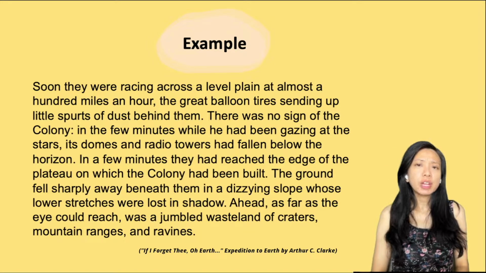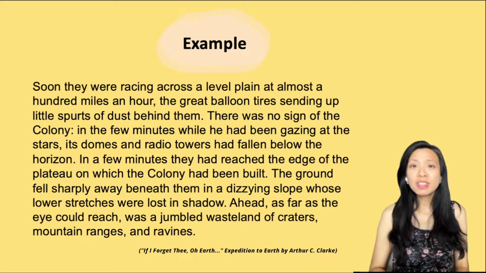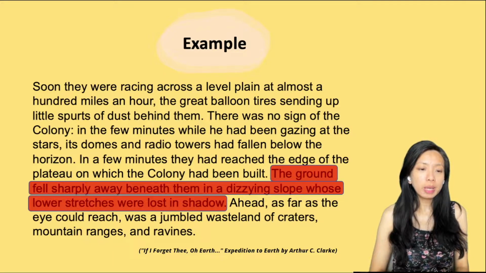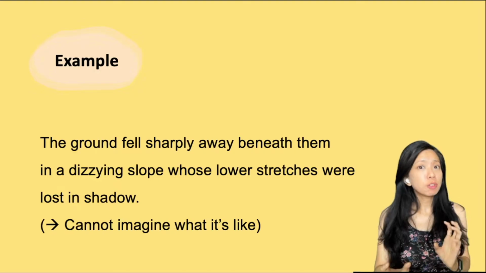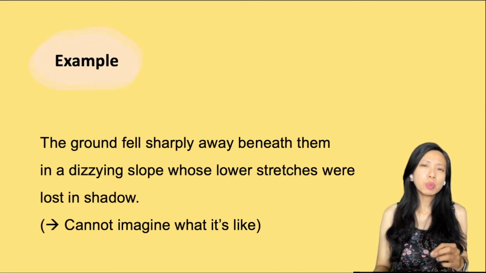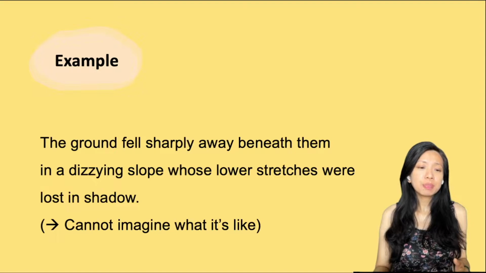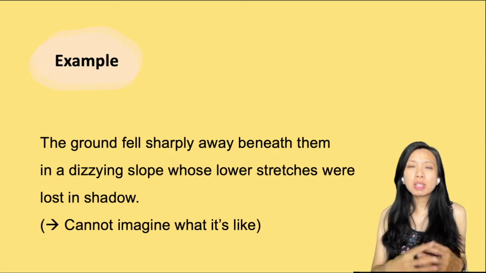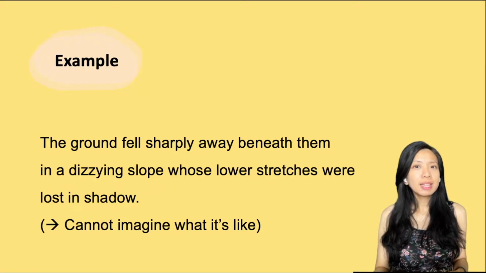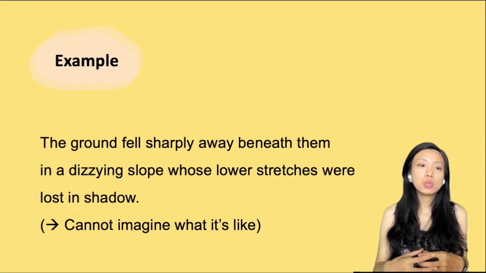So obviously this is a very long paragraph. I'm not going to talk about the entire thing, but I have just picked out one sentence, which is, the ground fell sharply away beneath them in a dizzying slope whose lower stretches were lost in shadow. So let's just focus on this sentence, and you realize that this sentence is pretty long. There are different parts to it, and one of the problems that we would have with this sentence is most likely that we cannot imagine what it's actually like. We might have some difficulty picturing this scene in our heads. So like I said, what we're going to do is to break this down into different parts so that it's easier for us to understand it.